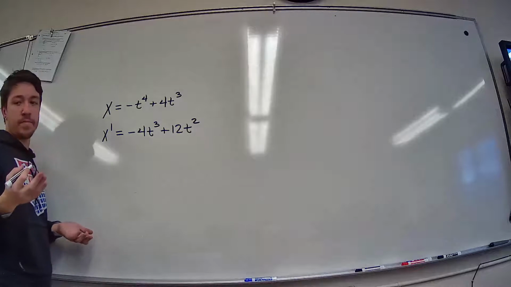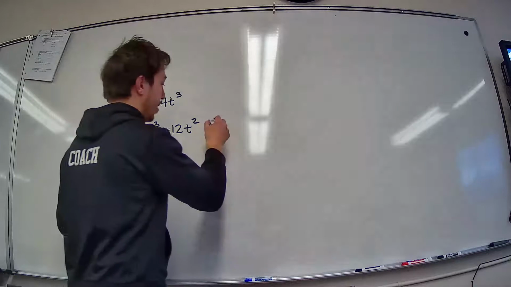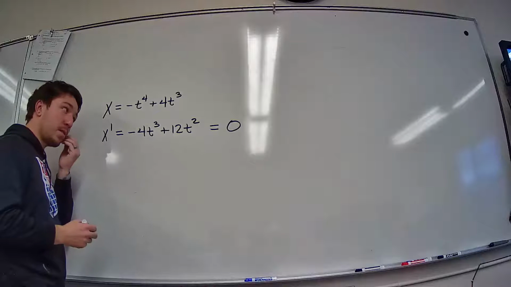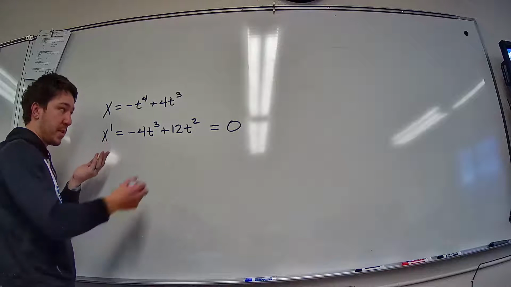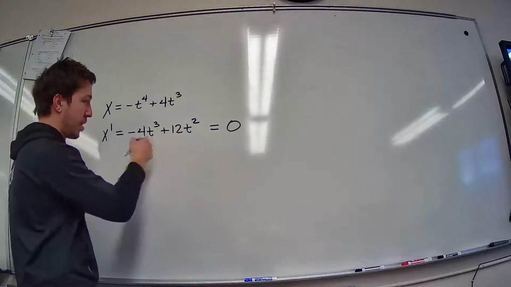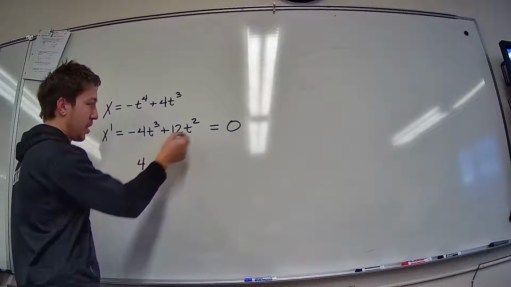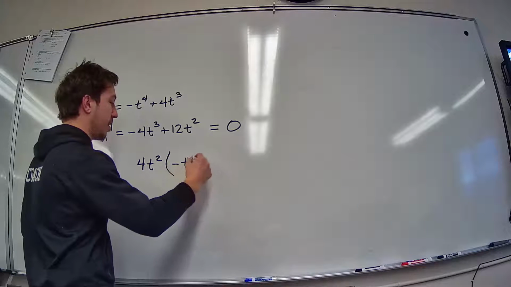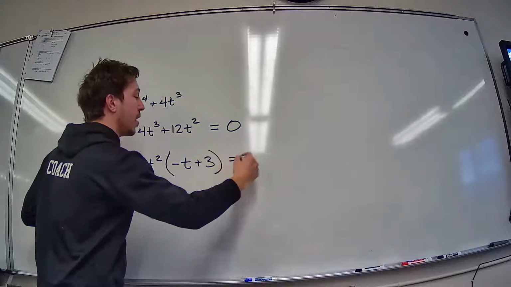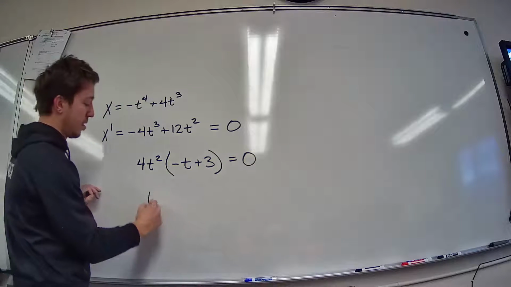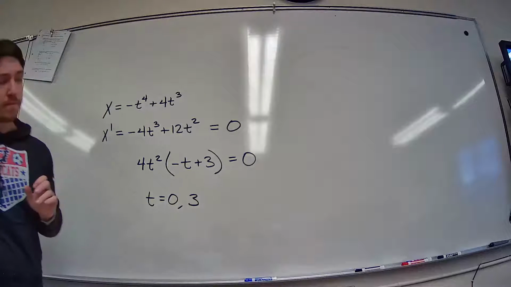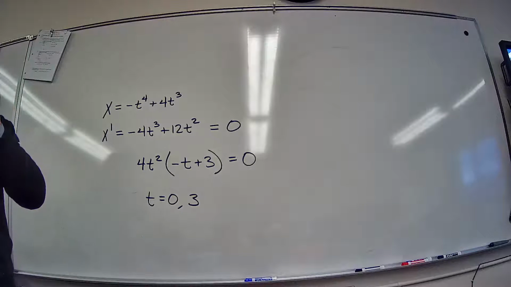Okay, everyone understand that? Now you're gonna set that equal to 0. We gotta solve that. So in my opinion, the easiest way would just be to factor out the common factor. They both have a 4 in them. They both have a t squared in them. What you have left is negative t plus 3. And so what that tells you is that t values of 0 and 3 are critical. Here are the critical values.